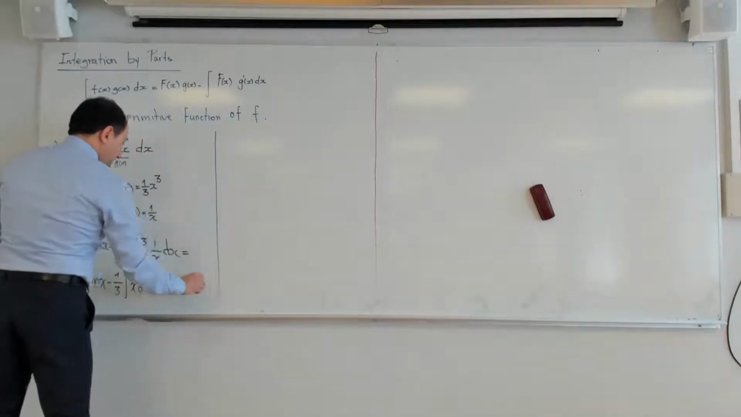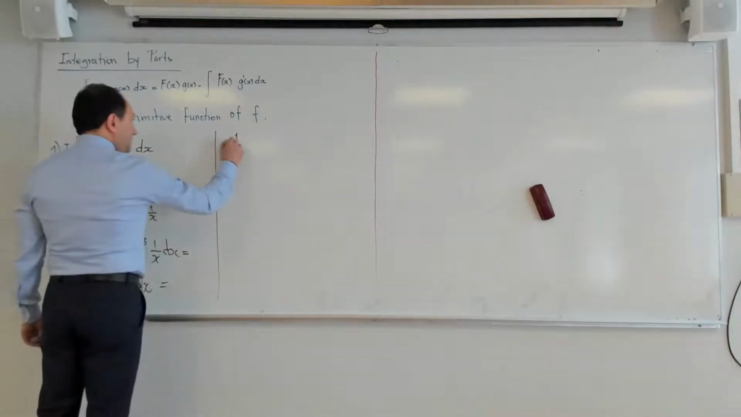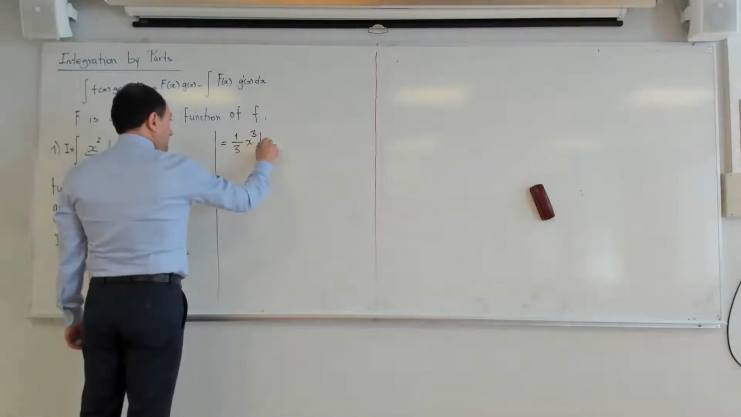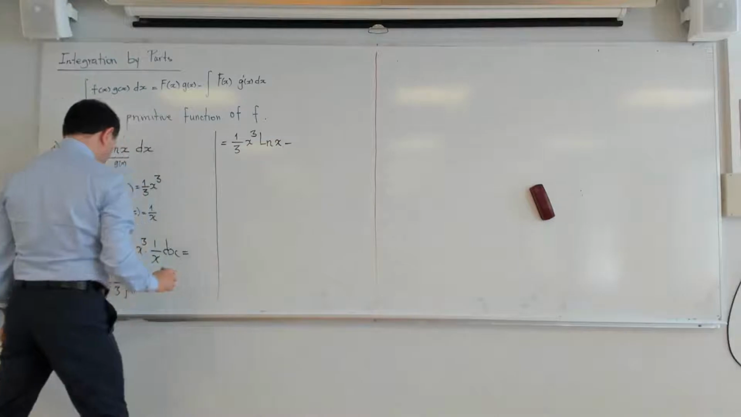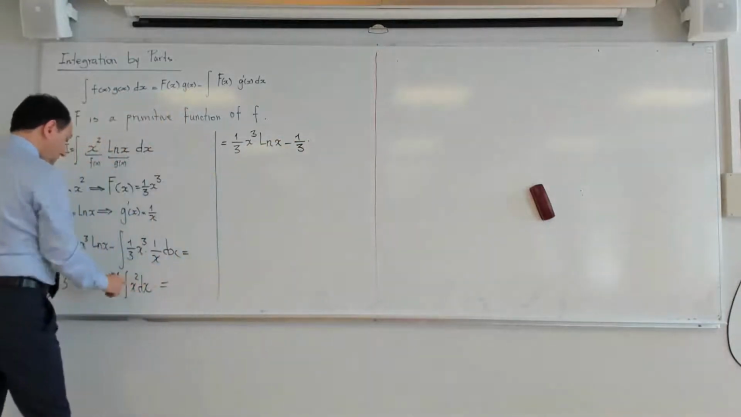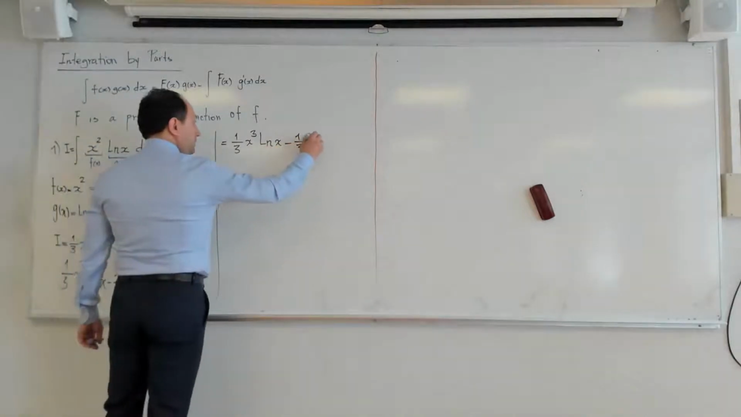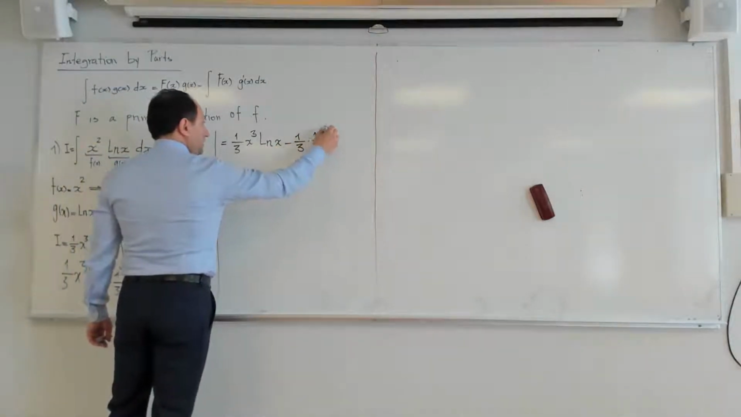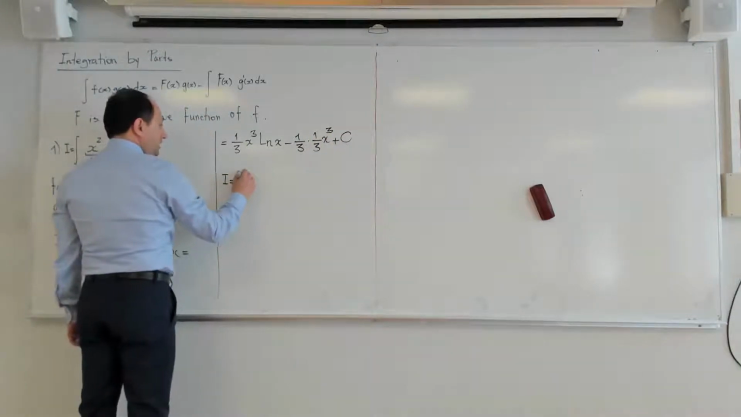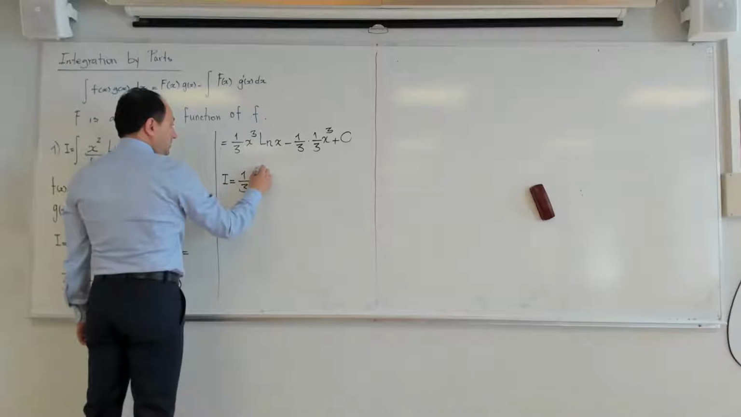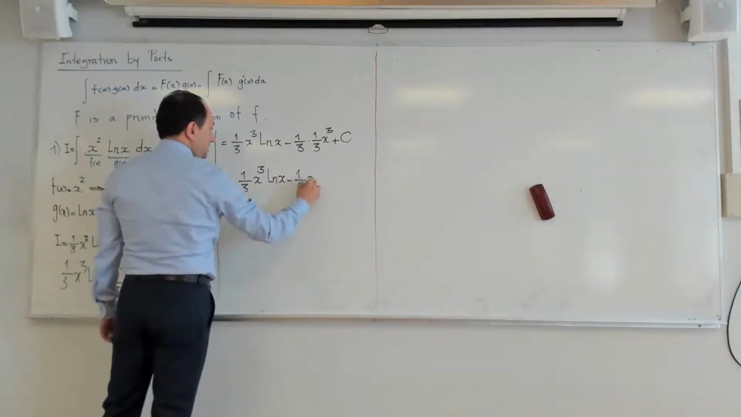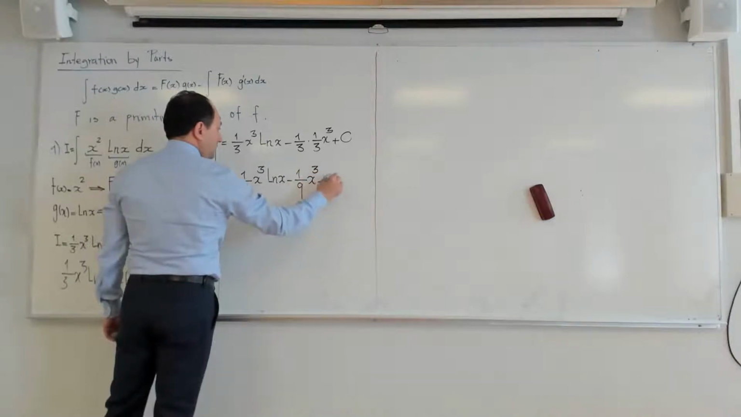So let me open up space here. So this becomes equal to 1/3 x to the power of 3, and then I have ln of x minus, this becomes 1 over 3, and then this is x to the power of 3 divided by 3. And then, of course, you write a constant at the end. So let me just write the answer. So I is 1/3 of x to the 3 ln of x minus 1 over 9 x to the power of 3 plus the constant c.